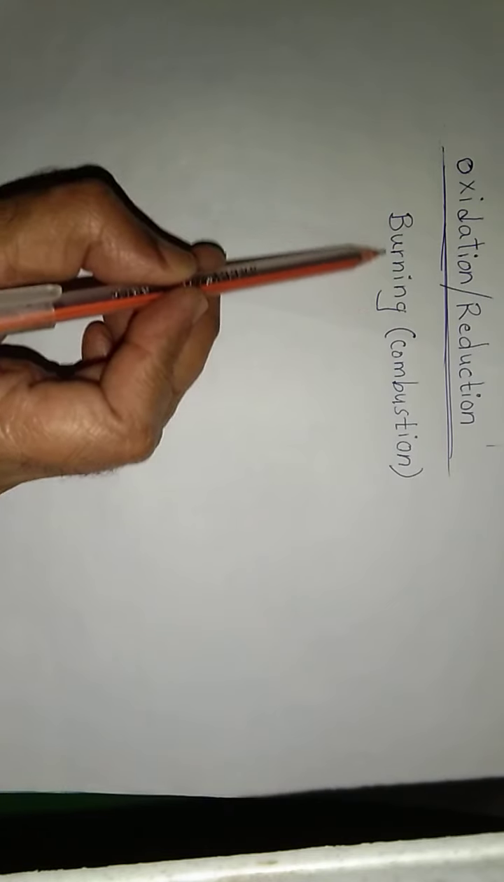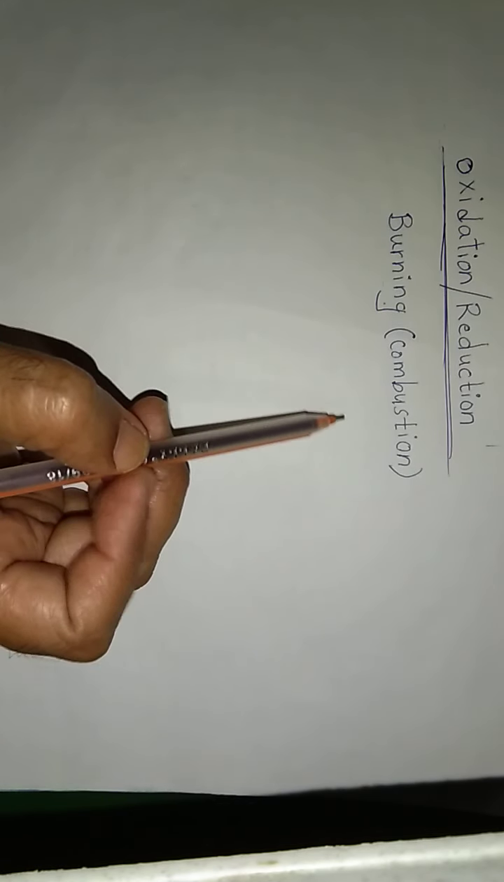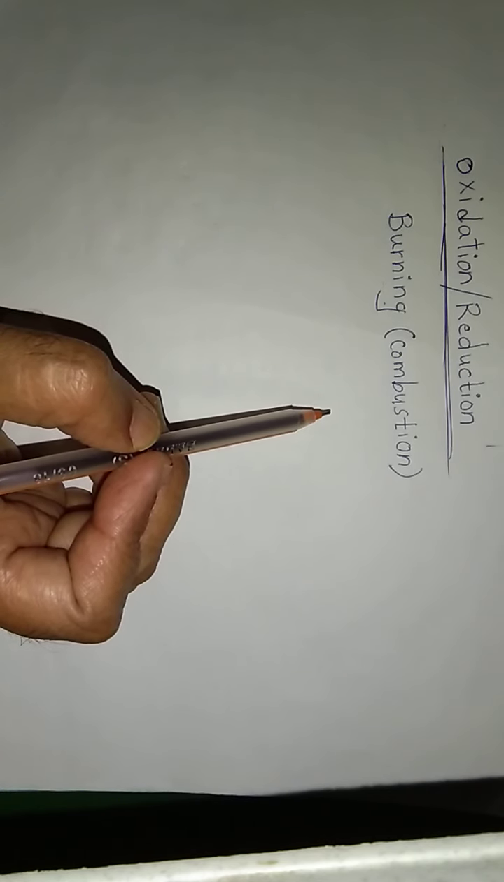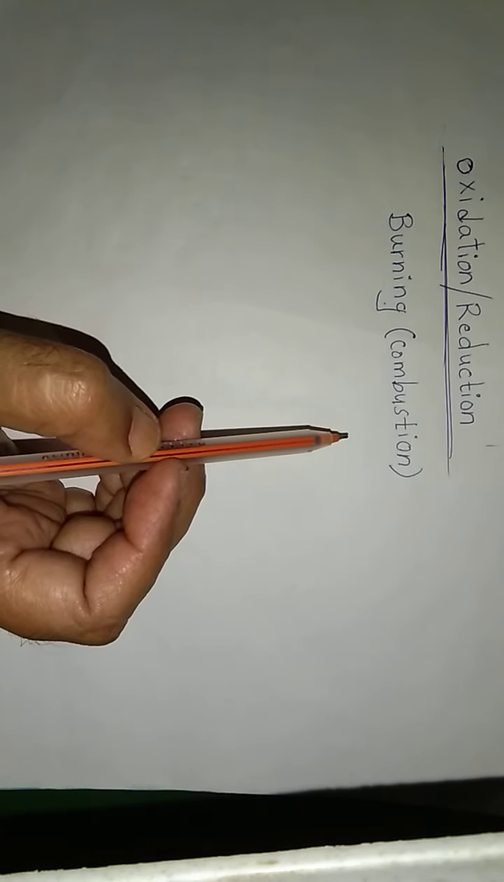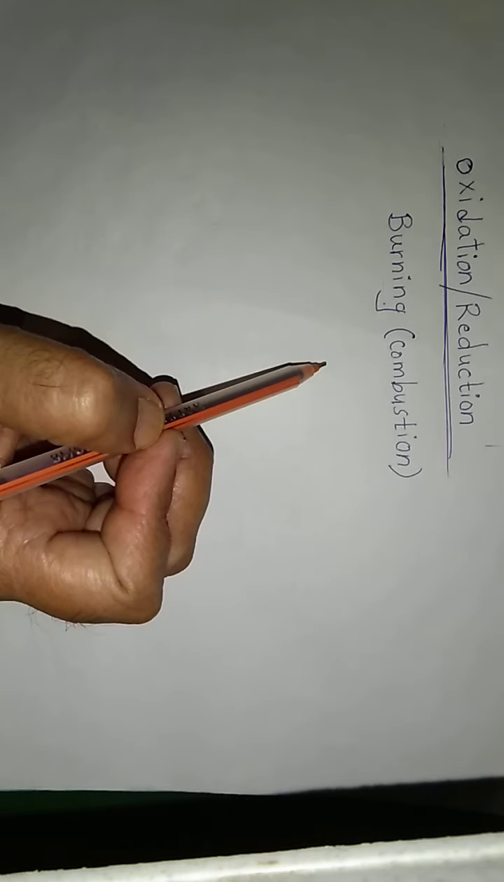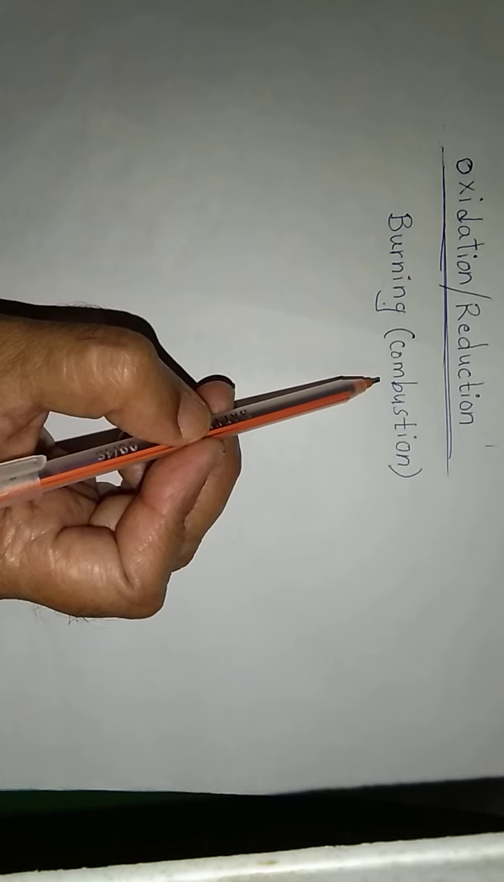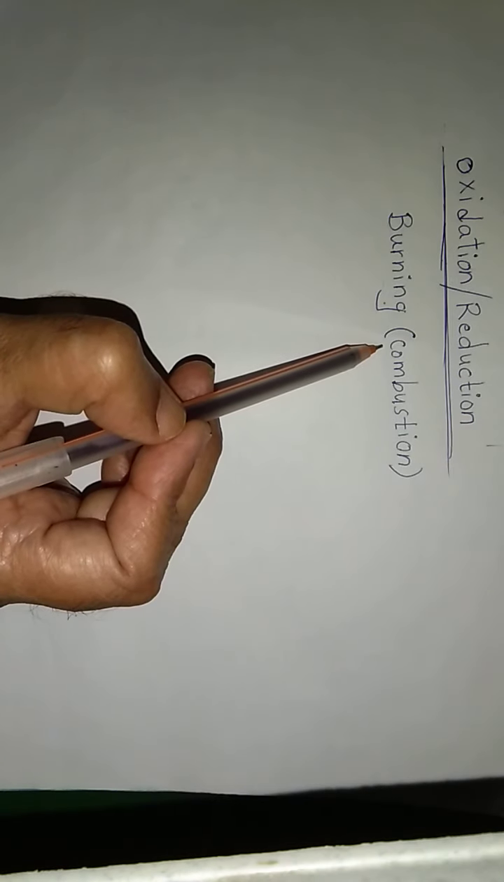When early scientists knew the fact that while a substance is undergoing burning, that is combustion, it is combining with oxygen, scientists used the term oxidation for the burning process, the combustion process.